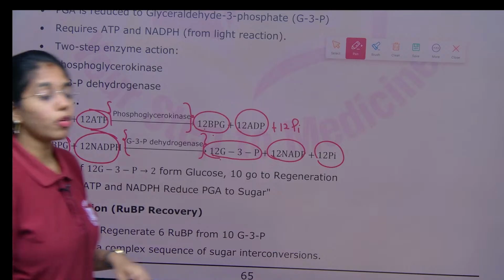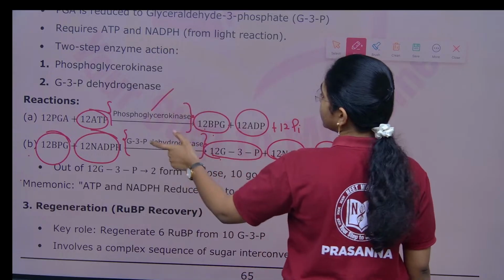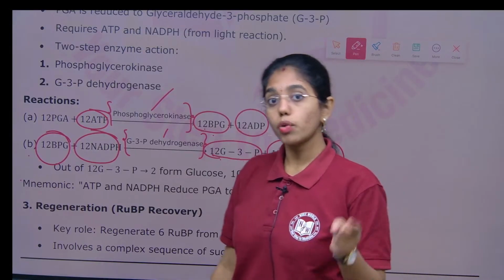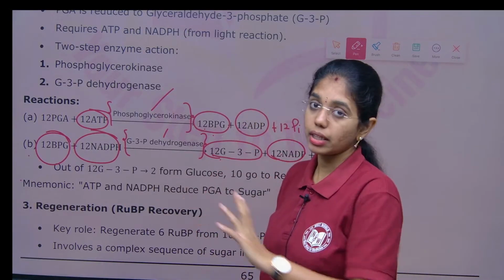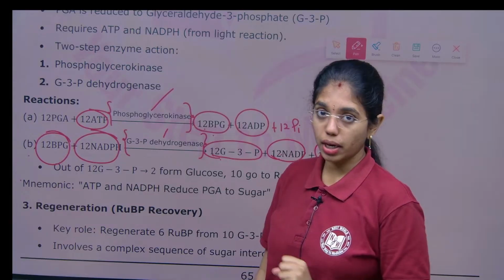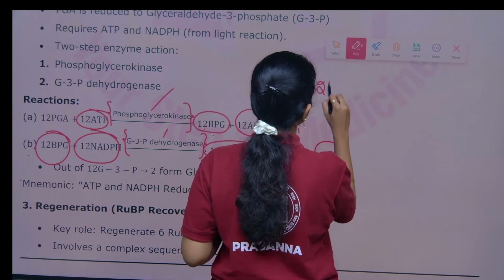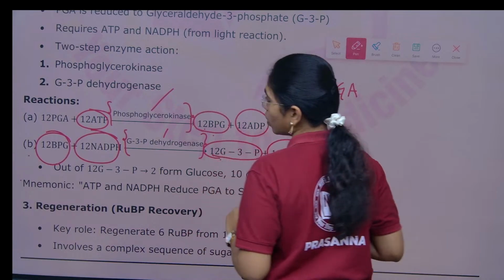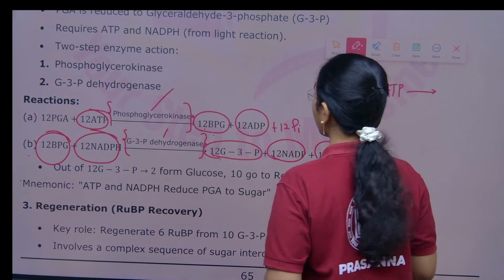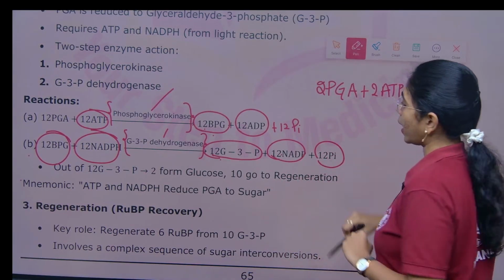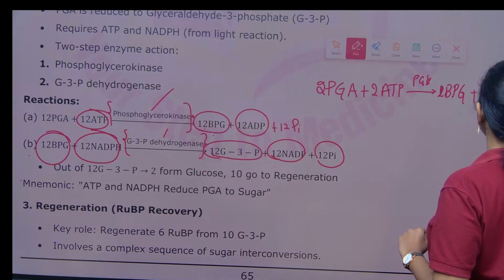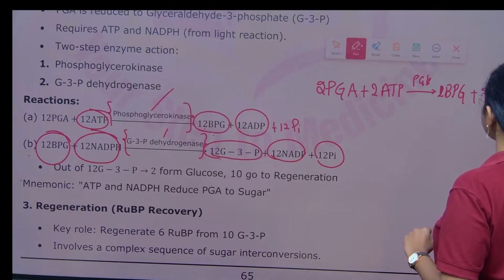And in the reduction step, what are the two enzymes? Phosphoglycerokinase and glyceraldehyde 3-phosphate dehydrogenase. If you are considering one carbon dioxide fixation, as I told you in the carboxylation reaction, at the end of carboxylation you will get 2 phosphoglyceric acid. This 2 phosphoglyceric acid will require 2 ATP, and in the presence of the enzyme phosphoglycerokinase, it forms 2 bisphosphoglyceric acid, 2 ADP and inorganic phosphate.